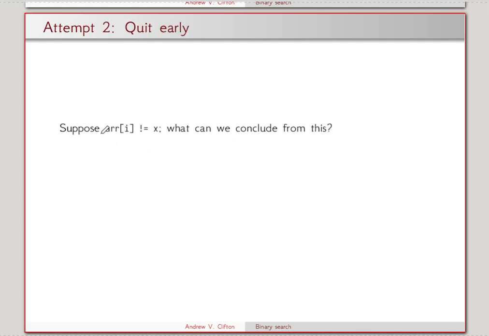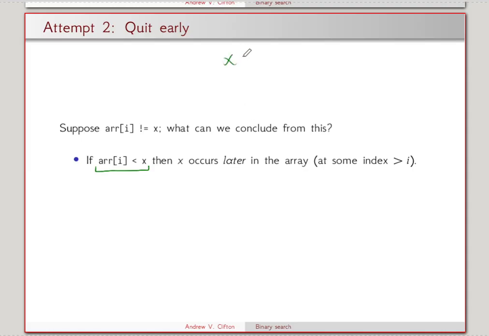Let's say that we're looking at a particular array element, and it is not equal to x. If it is equal to x, then we're just done. But if it's not equal to x, what can we get from that? If the array element is less than x, then that means x occurs later in the array. Imagine x is 12, we're somewhere in the middle of the array, and we find an element like 7. Where does x have to be? It has to be somewhere over here in the right half of the array, at some index that is greater than index i.